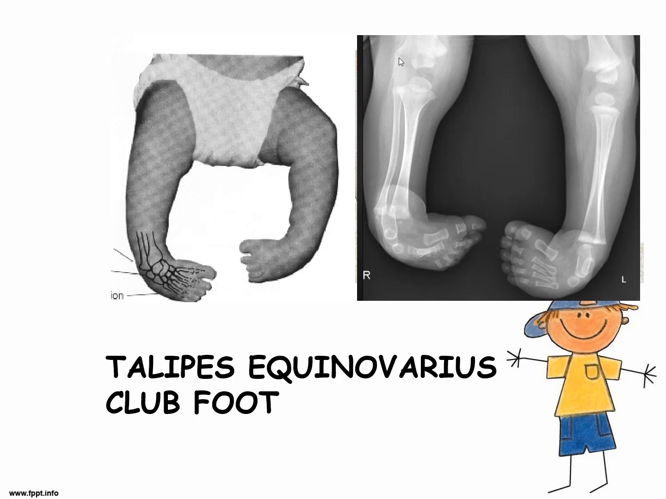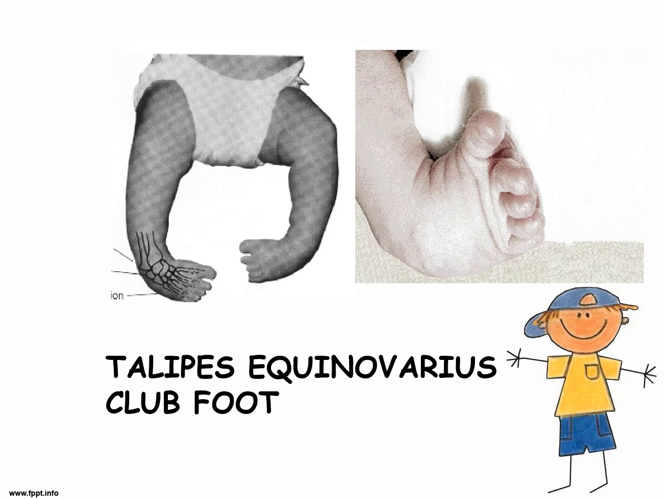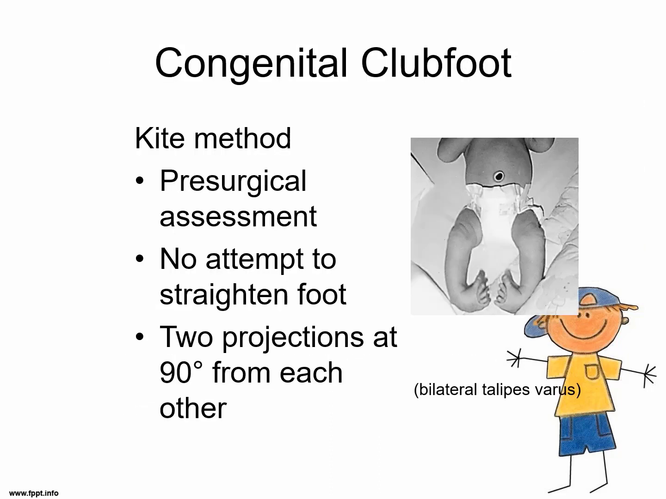Clubfoot, or talipes equinovarus, can be corrected with multiple surgeries over a period of time, but some children are born with this clubfoot, or the foot turned in. It is important to get the images of a child with clubfoot using the appropriate method, such as the Kite method. This is a pre-surgical assessment. There is no attempt to straighten the foot, and you take two projections at 90 degrees from each other, or two orthogonal projections, just like you do in trauma.